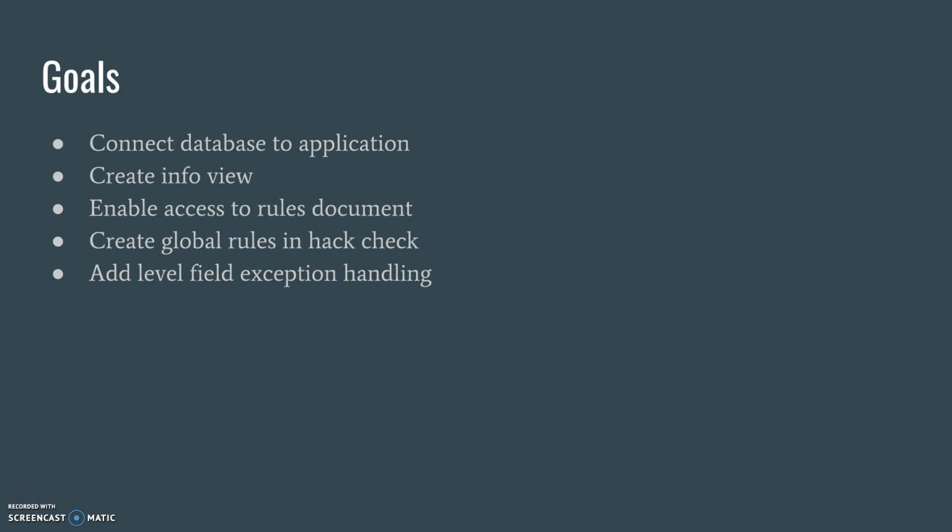So I decided to do a few smaller things that were supposed to be in Sprint 4 originally. I just bumped them up and decided to fill my time with those this week. So those things were to create the info view, enable access to the rules document. That one gave me some trouble, but we'll get into that later. I wanted to create the global rules in the hack check.